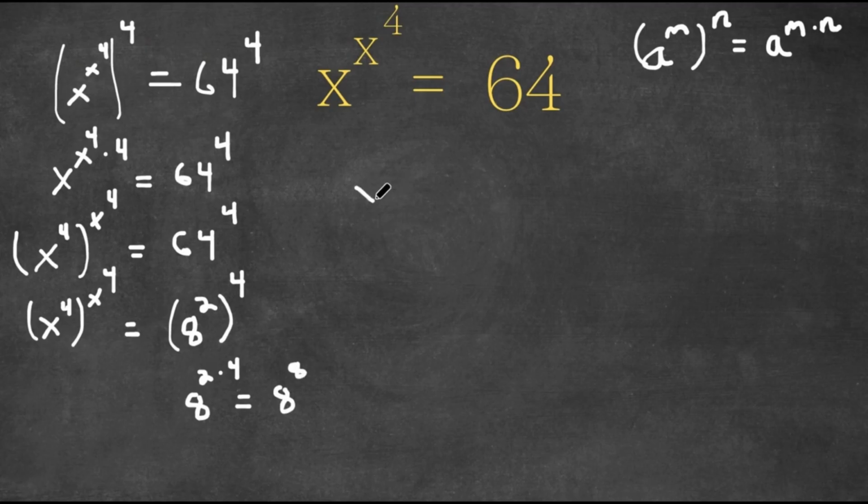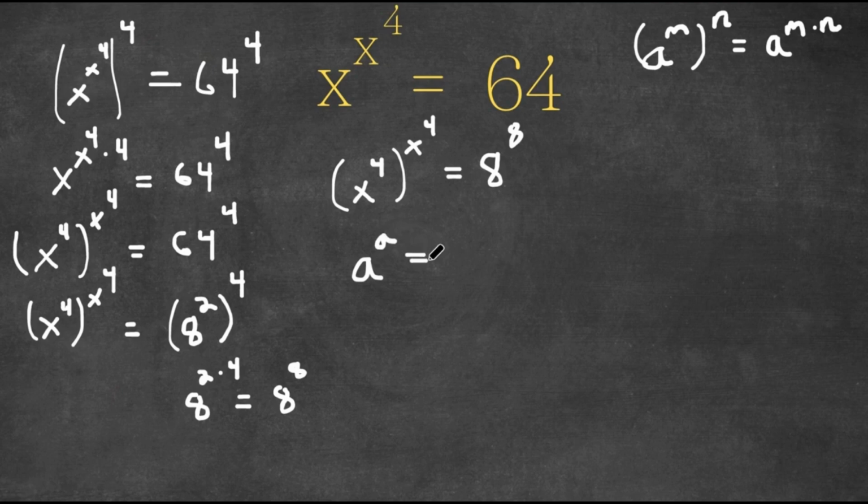So now I'm going to write this all here. x to the power of 4 to the power of x to the power of 4 equals 8 to the power of 8. And if we have an equation in the form a to the power of a equals b to the power of b, this also means that a is equal to b. So right here, this equation is in the form a to the power of a equals b to the power of b. So a, in this case x to the power of 4, equals b, 8.